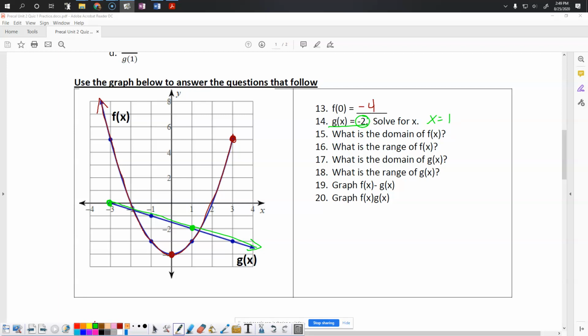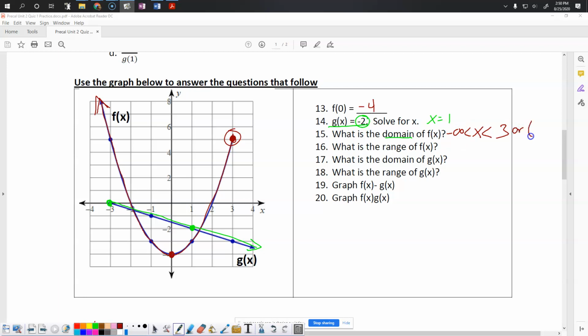All right, number 15. What's the domain of f of x? Now, domain is all the possible values of x. So, for the f function, I guess I shouldn't put the equal signs yet because I'm not sure it'll be equal. For the f function, the farthest to the right that this red function goes is at this dot here, where x equals 3. But it never stops going to the left because there's an arrow. So you could write your answer like that.